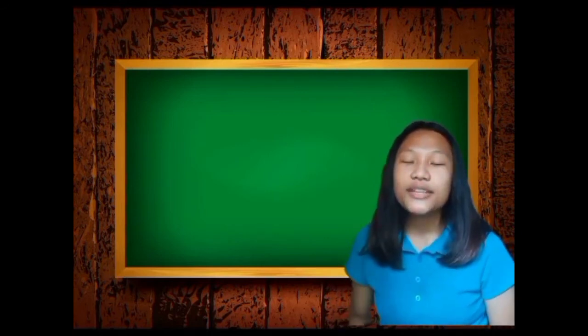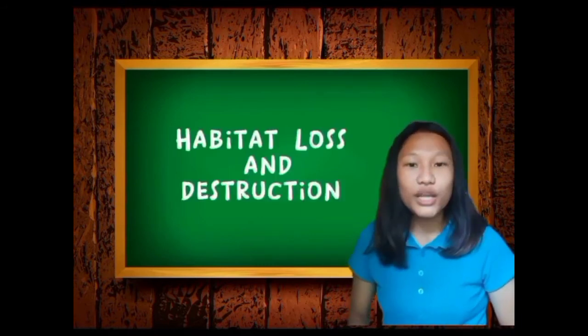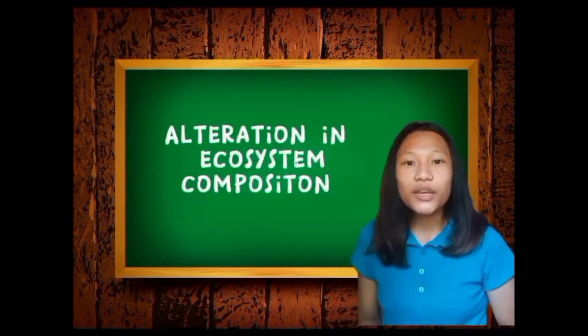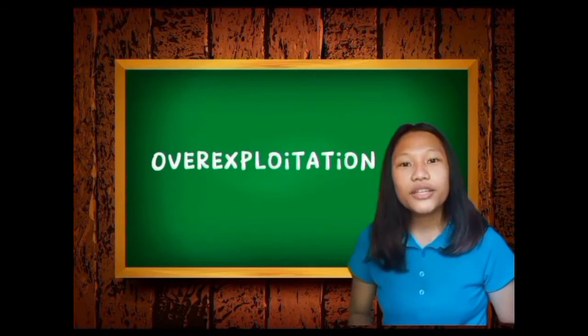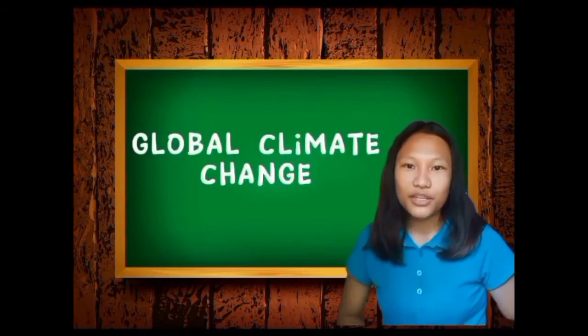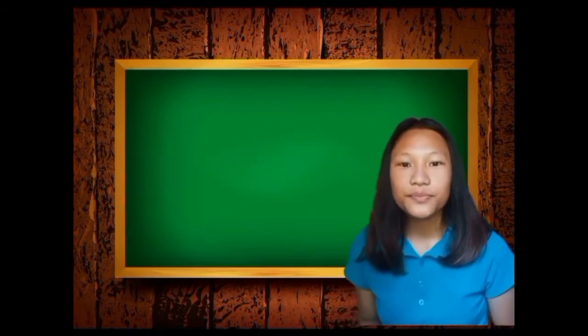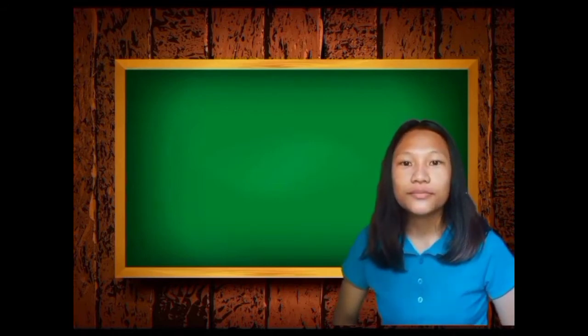Those major threats are classified into 5 threats. The first one is habitat loss and destruction. Second is alteration in ecosystem composition. Third is overexploitation. Fourth is pollution and contamination. And lastly, global climate change. Let me share to you what is the meaning of those threats.